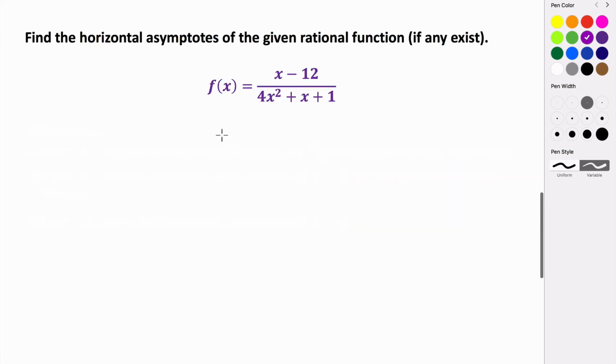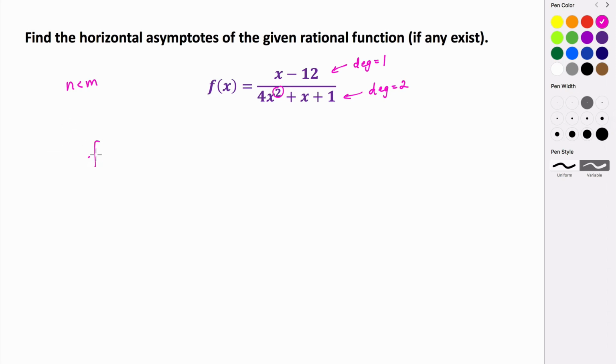In this first example, we want to find the horizontal asymptotes for this function if they exist. We have to look at the degree of our denominator and the degree of our numerator. In this case, we have a linear term, so the degree of the numerator is 1. And the degree of the denominator is 2, which means that we have the case where n is less than m. The degree of our numerator is less than the degree of our denominator.